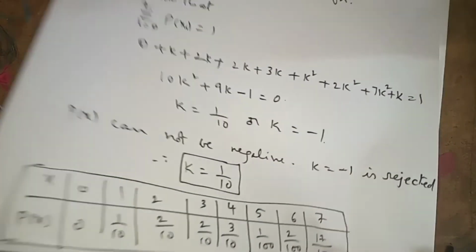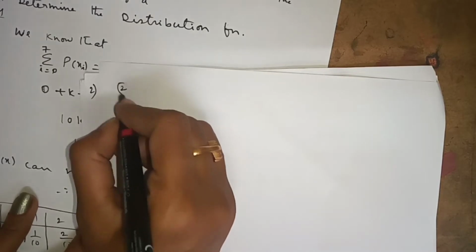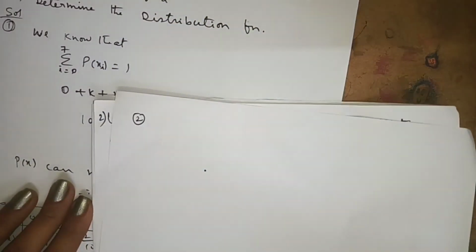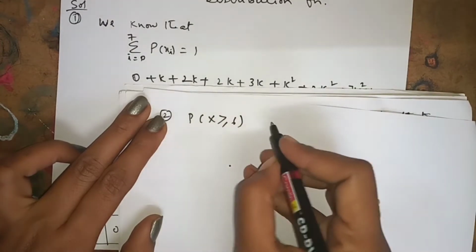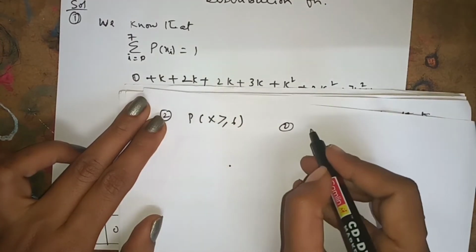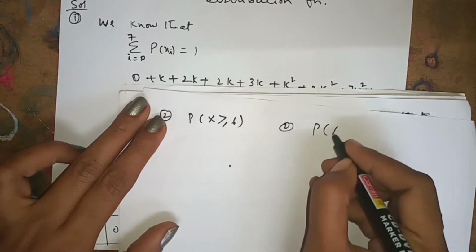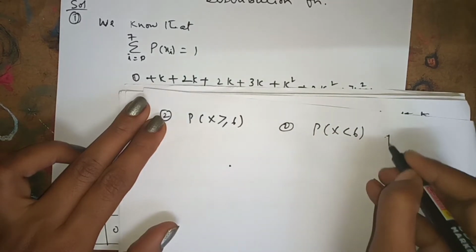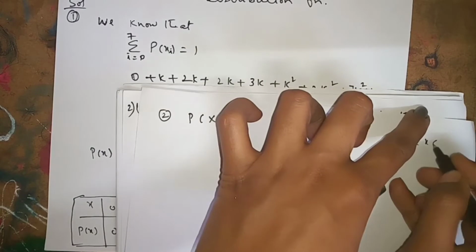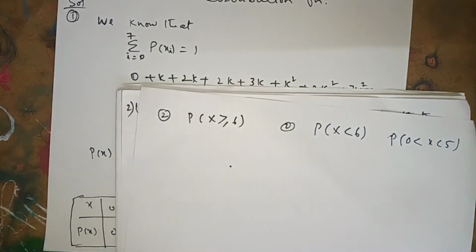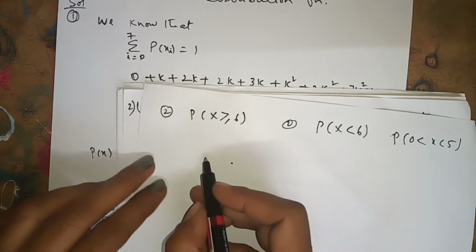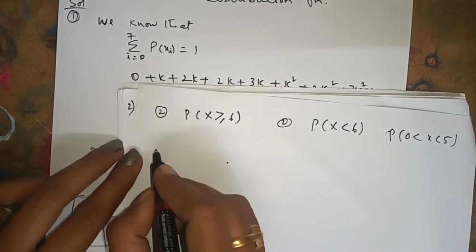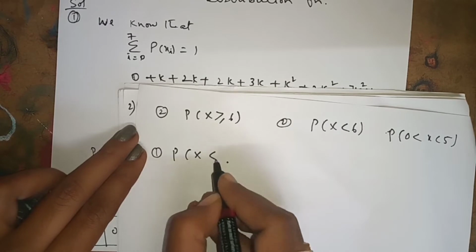Now in the second bit, we have to find p of x greater than or equal to 6, another one p of x less than 6, and another one p of 0 less than x less than 5. We have to find all these things. To find them, first p of x less than 6.